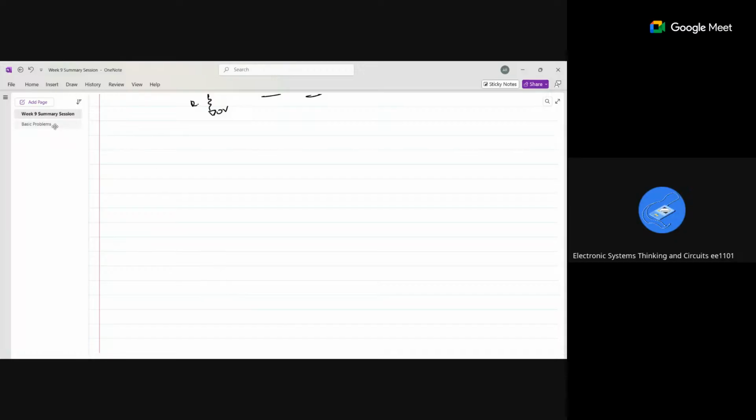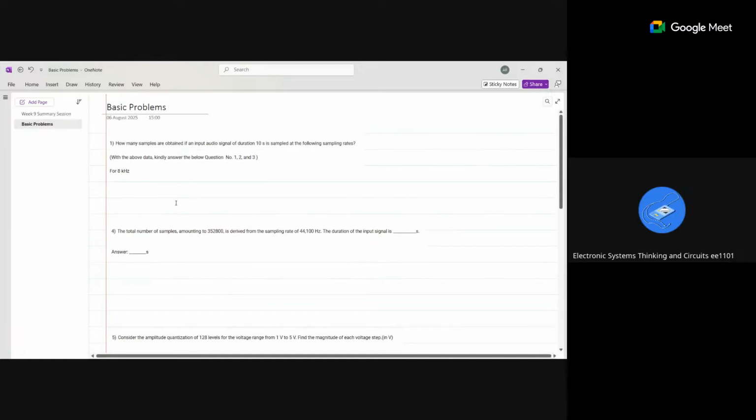So yeah, then we will solve a few problems. Then we will again go to the lecture. So this is the first question of the practice assignment. How many samples are obtained if an input audio signal of duration 10 seconds is sampled at the following rate, 8 kilohertz? So what are they asking? They are asking the number of samples, right? And they have given the sampling rate. So how to find the number of samples?